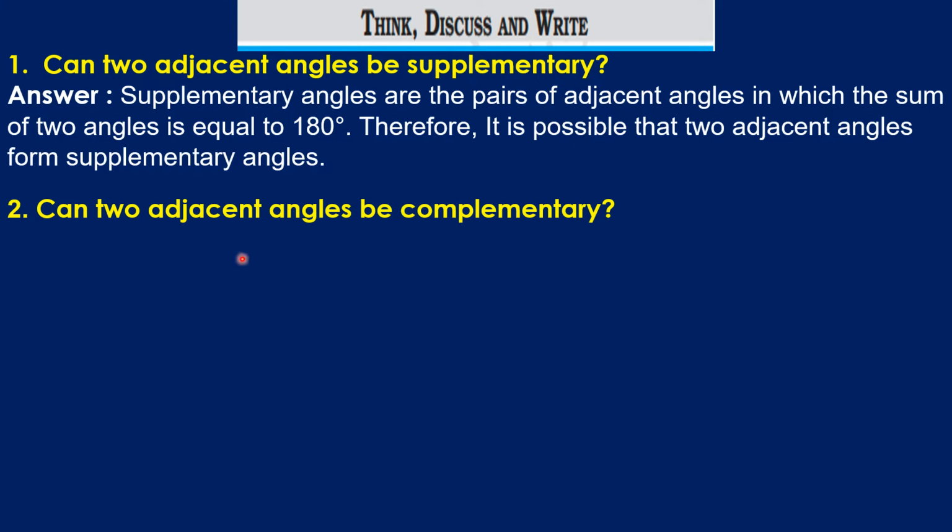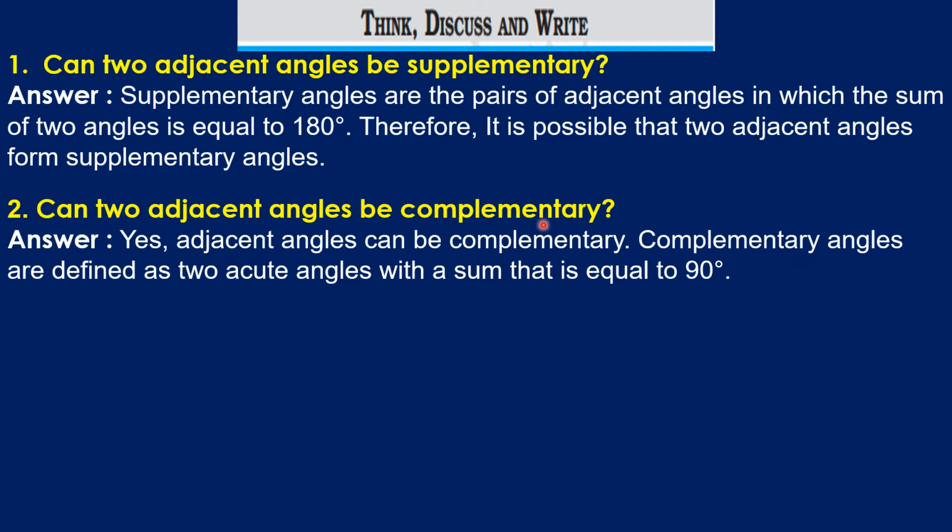The second one: can two adjacent angles be complementary or not? Yes, adjacent angles can be complementary. What is the condition for complementary? Complementary angles are defined as two acute angles with the sum equal to 90 degrees. Okay.